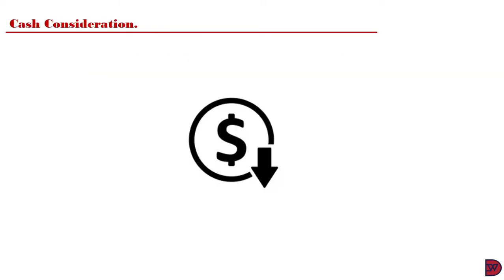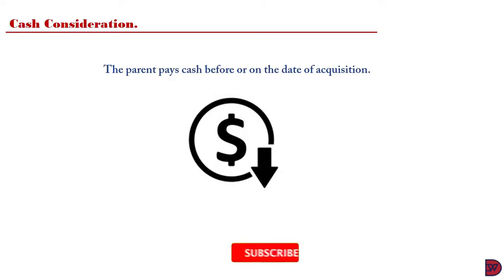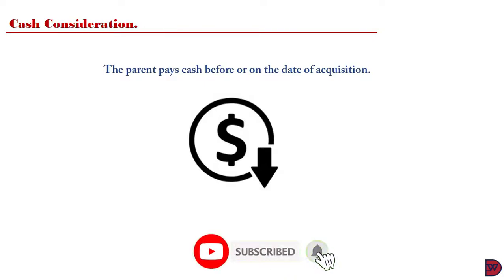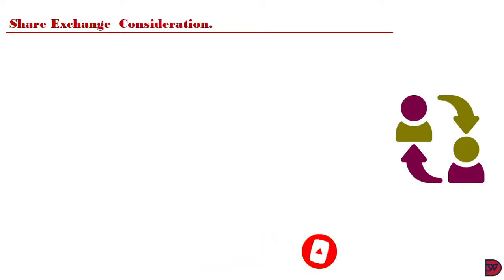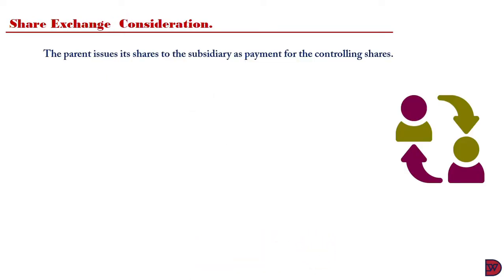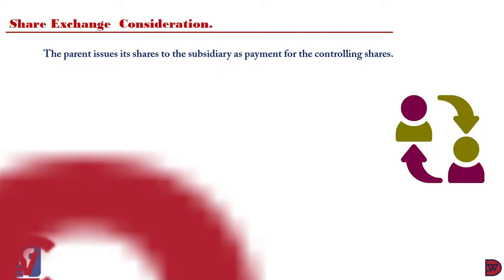We'll first take a look at the cash consideration. This is where a parent pays in cash an amount of money before or on the date of acquisition. This has been the scenario in all our previous discussions. They just state the amount that the parent paid in the question. The share exchange consideration: here, a parent issues its shares to the subsidiary as payment for the controlling shares it is securing.